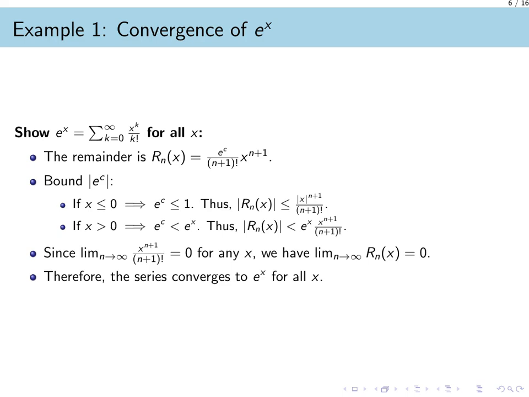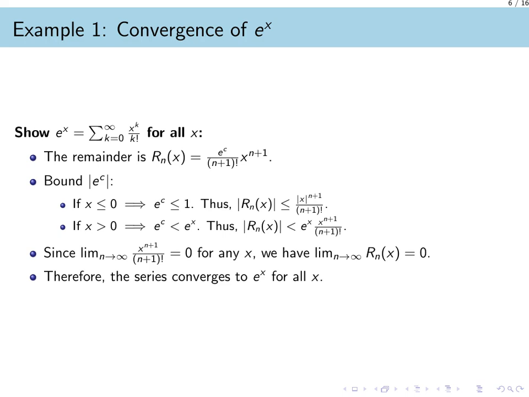Let us work through a key example to show that the Taylor series for e to the power of x converges to the function itself for all real numbers. This is critical for confirming that the series is a valid representation of the function.